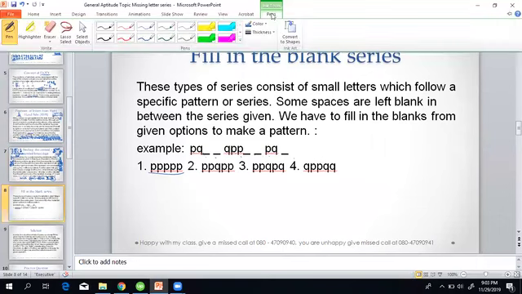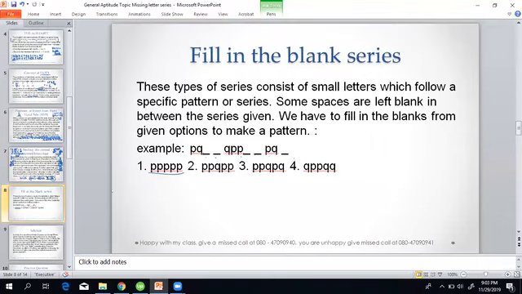Okay, for this type of question, we have to use the options to find the correct answer. So this is our question. Let's start with the first and second options.